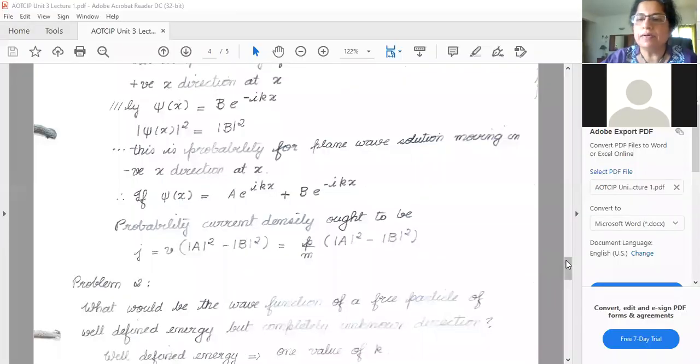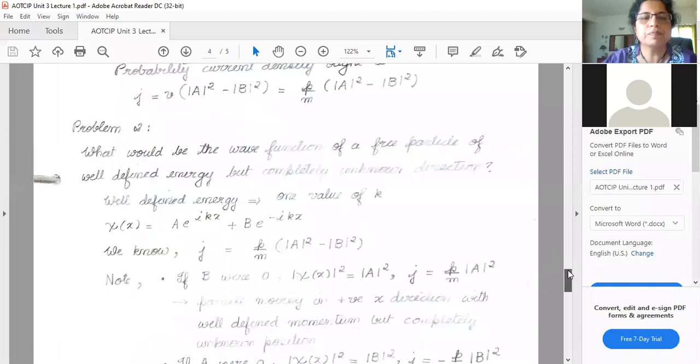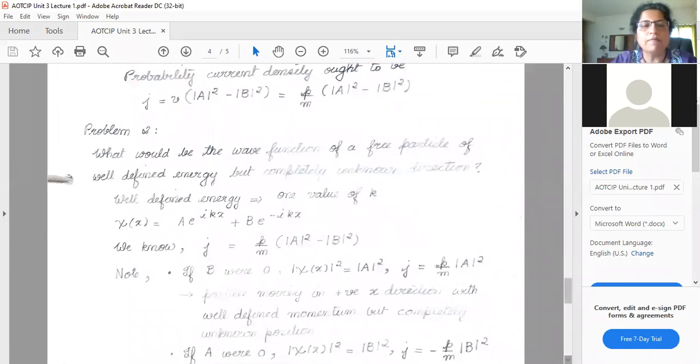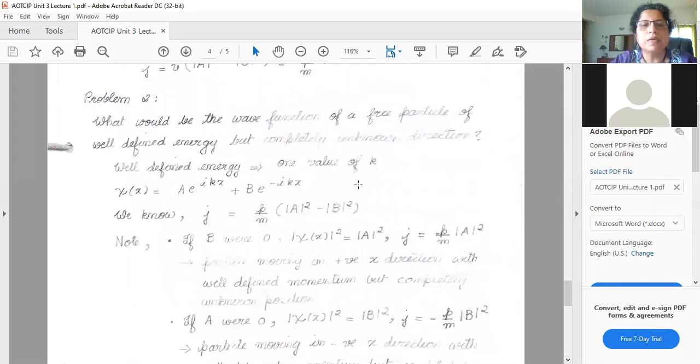Okay, so here we are. This is a bit bad, but let's see. Otherwise, I will try and send a better scanned version of this. So what is the wave function of the free particle with well-defined energy but completely unknown direction? When you say well-defined energy, please remember what really affects the solution is essentially the K.